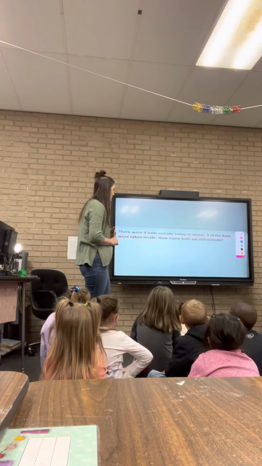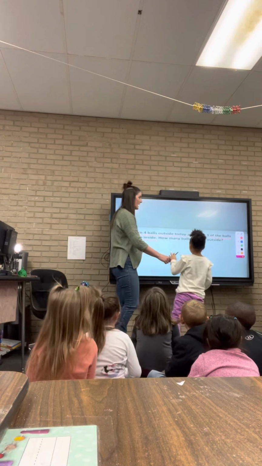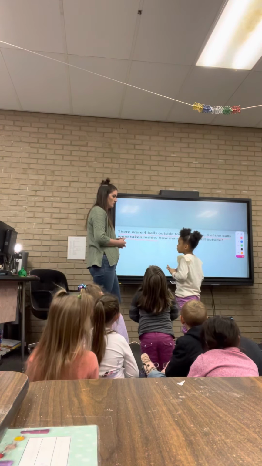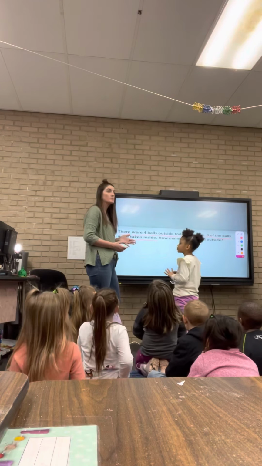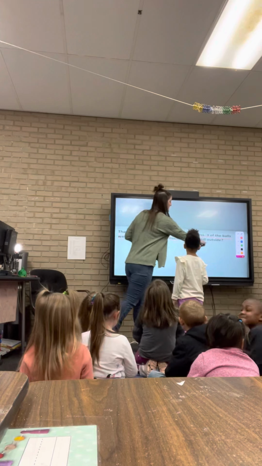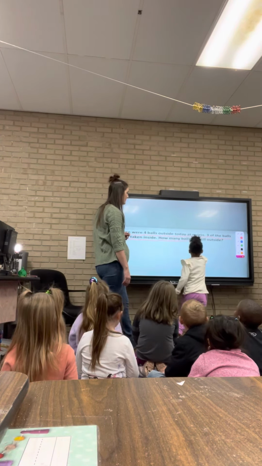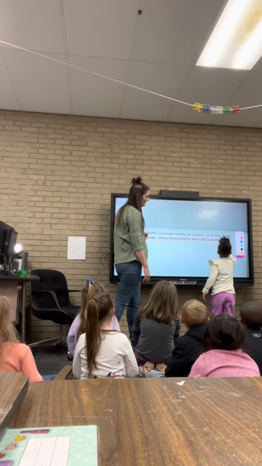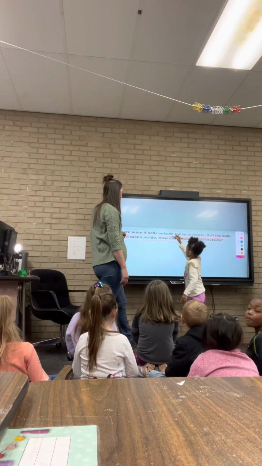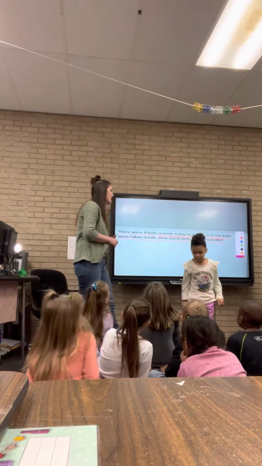Zoe, you want to come up? Our last sentence. How many balls were still outside? Are they asking us a question, or is that something we know? It's a question, because that's what we need to figure out is how many balls were still outside. So we need to circle our last sentence, okay? How many balls were still outside? Good job. All right, thank you.